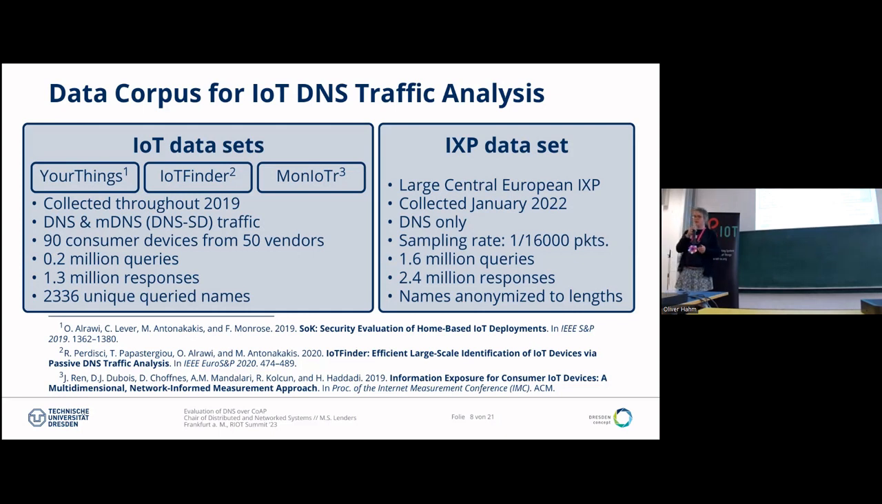To have some baseline and see if the IoT data is maybe a bit off, we also looked at an IXP data set, which was collected by us at the Central European IXP in January of 2021. This only contains DNS data because mDNS is only link local, of course. It has a sampling rate of 1 to 60,000 packets and contains 1.6 million queries and 2.4 million responses. But we can't really tell how unique these names are because the names were completely anonymized by just giving the length of the name.